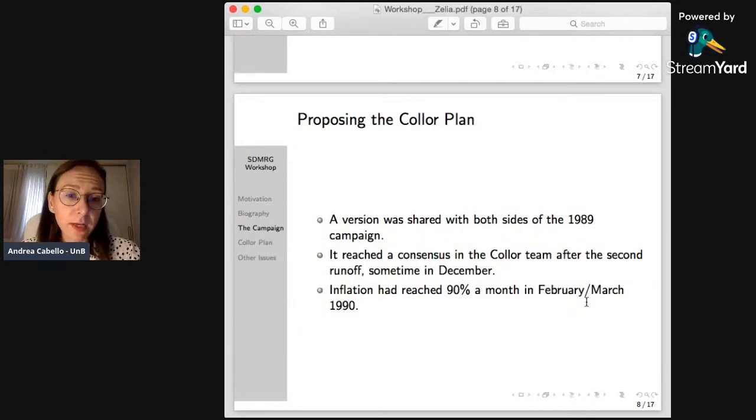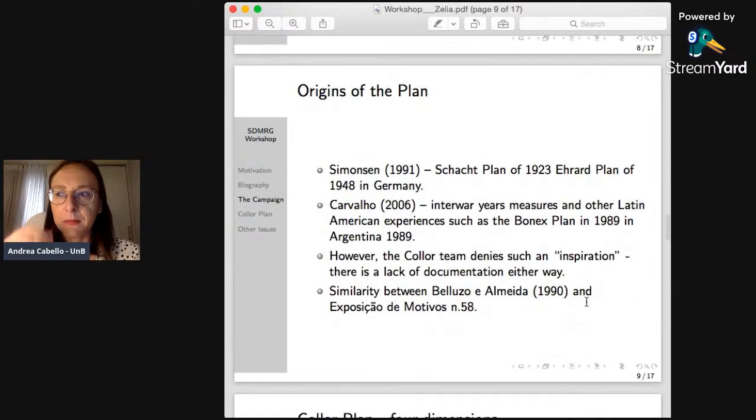What motivated them, and there's very little literature about it, seems to have been the fact that inflation was really escalating, especially after the election, because a new president was coming along, and probably a new stabilization plan with him. So inflation kept increasing, and they had to act. And the origins of the plan, like I said, there's a really big lack of documentation on how the plan came along.